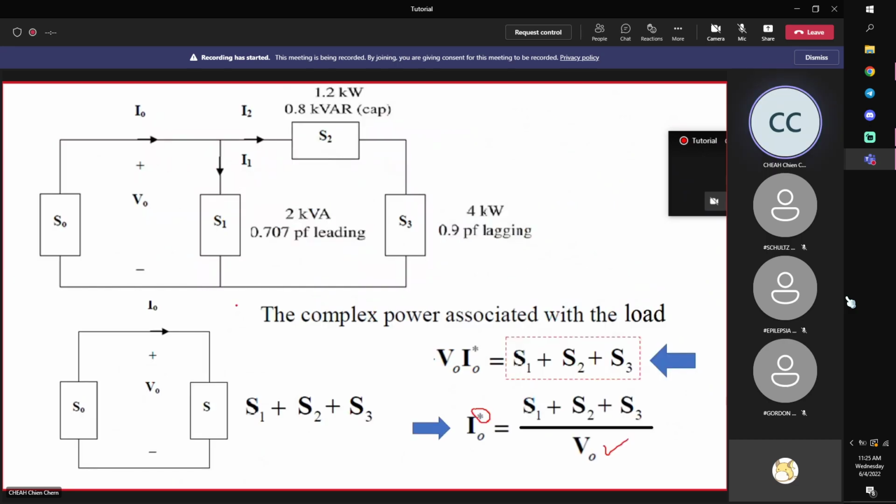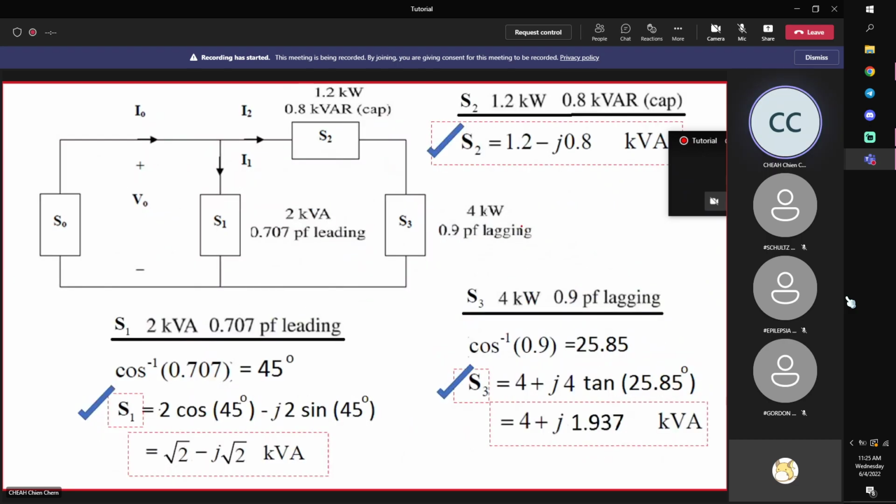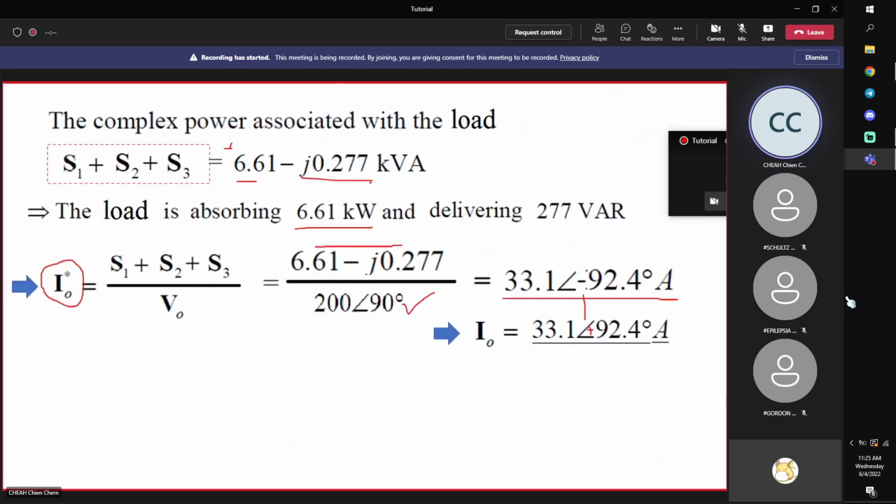So to summarize, you convert all the complex powers in various specifications into real and imaginary parts, add them up, divide by voltage, and you get the complex conjugate of the current. Then you reverse the sign of the imaginary part or the angle to get back your current. So this is how you can calculate the current from the complex power.